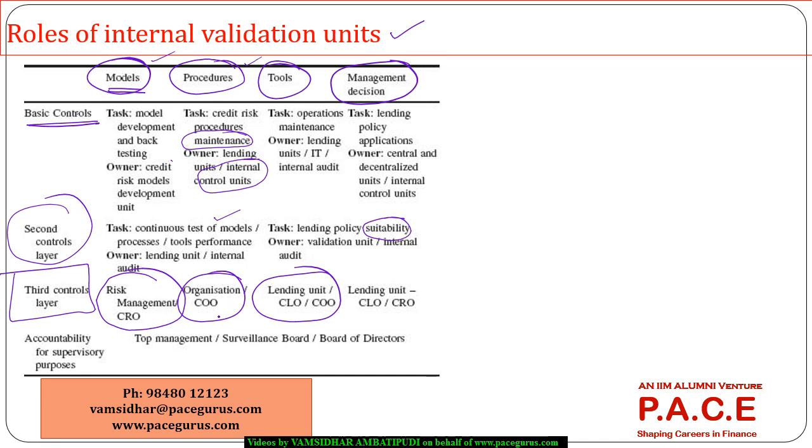We have the roles and responsibilities associated with the different departments. And final accountability for supervisory purposes is basically with the board of directors or even the senior management or the surveillance board. So this is how the internal validation for different kinds of artifacts happen: models, procedures, tools, and various decisions that are taken.